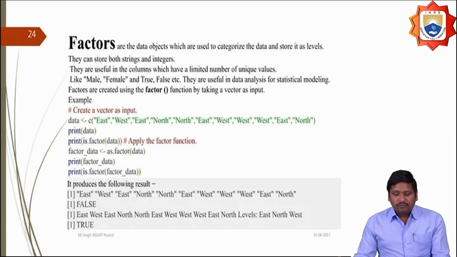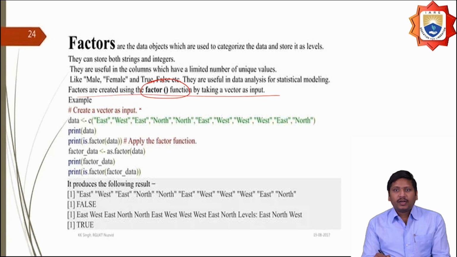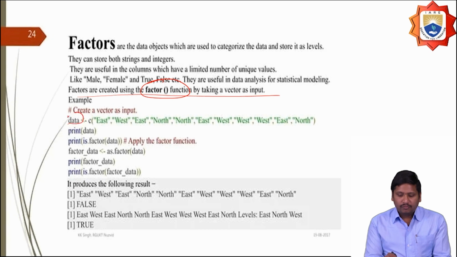And the next one is factors. Factors are a data type which categorizes the data and stores it as levels, and they can store both strings and integers. This is normally useful in columns which have a limited number of unique values, like male, female, or true, false. Factors are created by using the factor function, which takes input in the form of a vector.